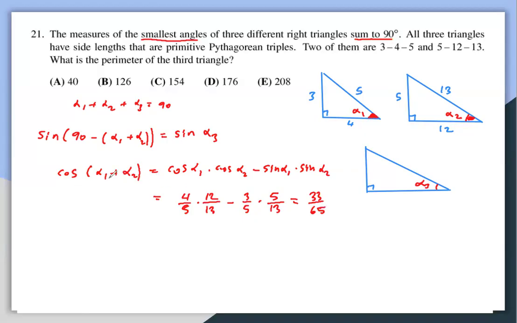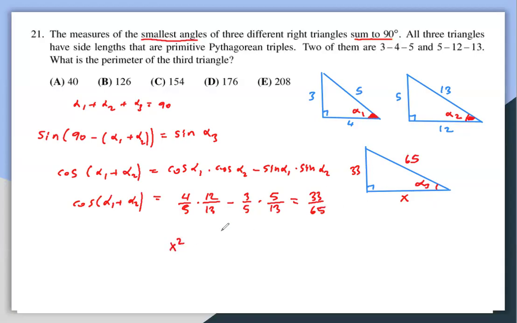So this is our cosine of alpha 1 plus alpha 2, but this is also the same as the sine value of the third angle in this triangle. If I use this as my sine value, the sine is the opposite over the hypotenuse, so the opposite is 33 and the hypotenuse is 65. The only one that's missing is the other leg. I can use the Pythagorean theorem itself and get the answer. So let's go ahead and do that.